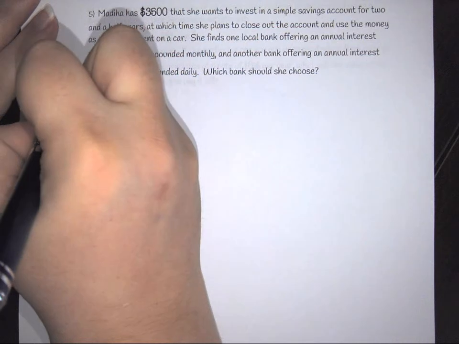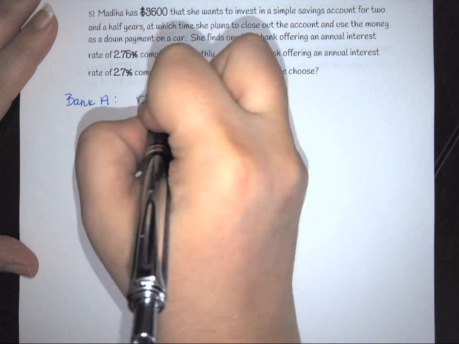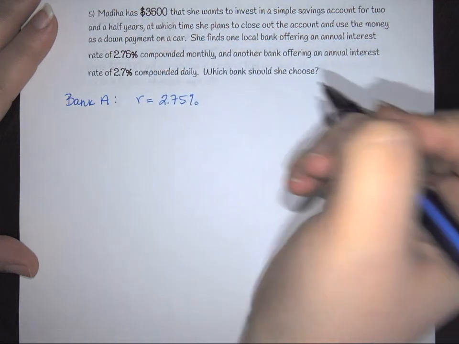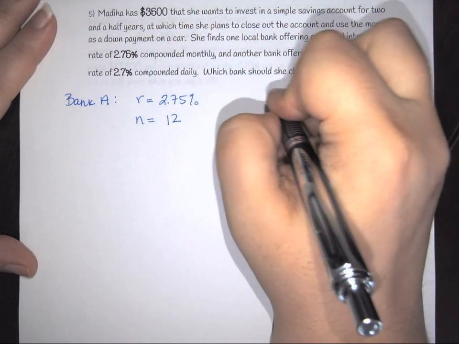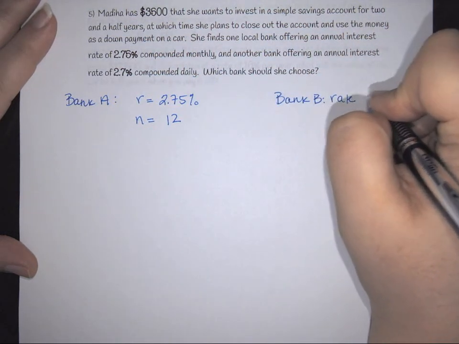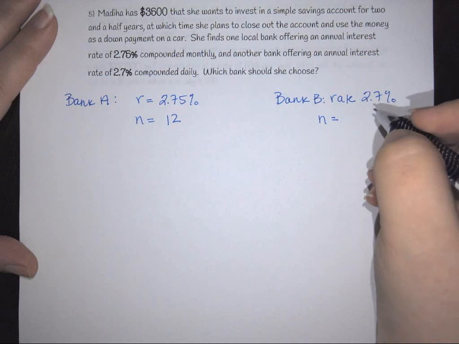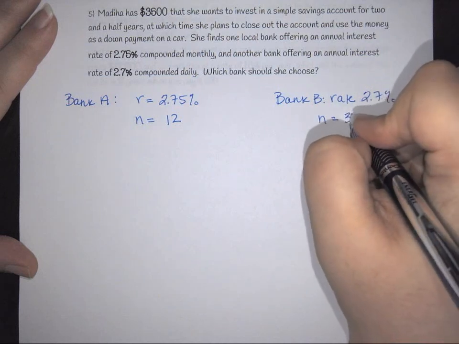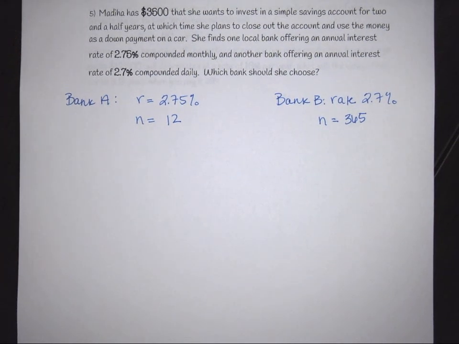So here I have two banks. I have Bank A, which has a rate of 2.75%, and it is compounding monthly, so compounding at 12. And then I have Bank B, which has a rate of 2.7%, and it is compounding daily. So daily here I would use 365. You don't have to get fancy, and you don't have to take leap year or anything like that into consideration, because this is just a best guess. And so our closest would be roughly using 365.